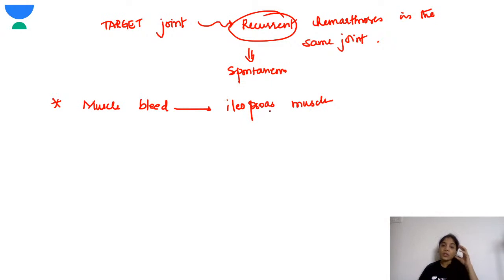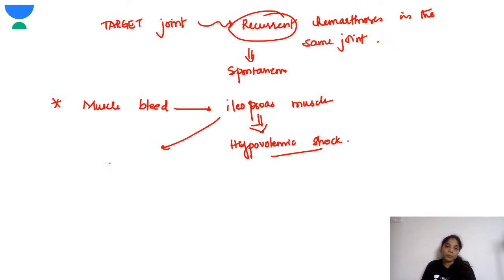The bleed can be so much that the child can go into hypovolemic shock. Okay, so this is very important. So how will the hips be in a child who has a bleed in the iliopsoas muscle? What is the position of the hips?